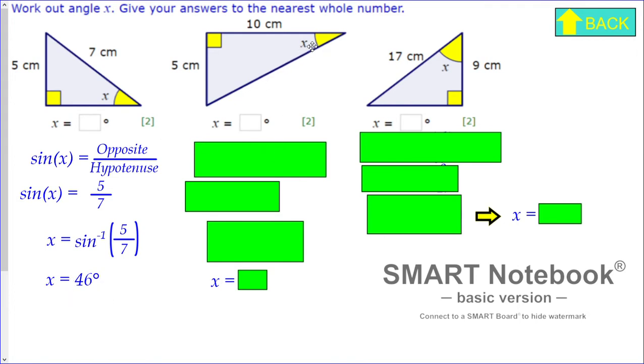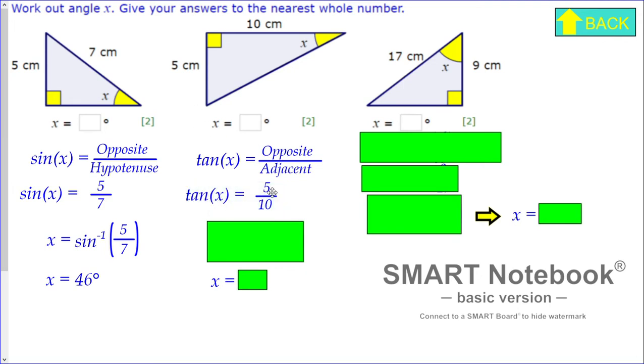The second one, with respect to this angle x, the opposite is 5. And this one is the adjacent. So we have the opposite over the adjacent. So that is the tan. The tan of x is the opposite over adjacent. Substitute the values, 5 and 10. Now you have the tan of x equals 5 over 10. Take the inverse tan. Shift tan, 5 over 10. Close bracket. And you should get 27 degrees rounded to the nearest whole number.